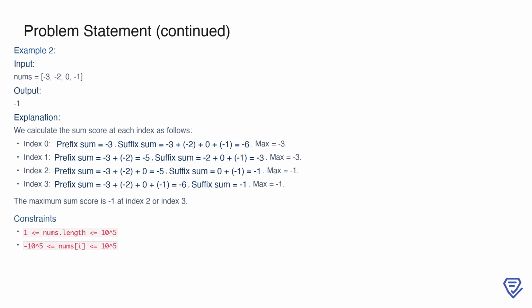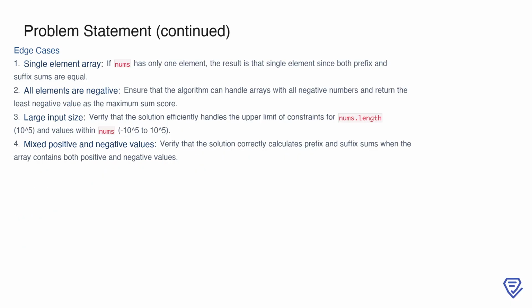In this case, the maximum sum score is -1, which is achieved at both index 2 and index 3. This shows how the solution must handle negative numbers and still determine the least negative value as the result. There are a few important edge cases to consider.